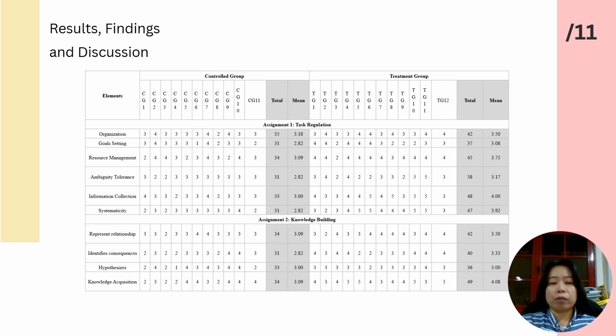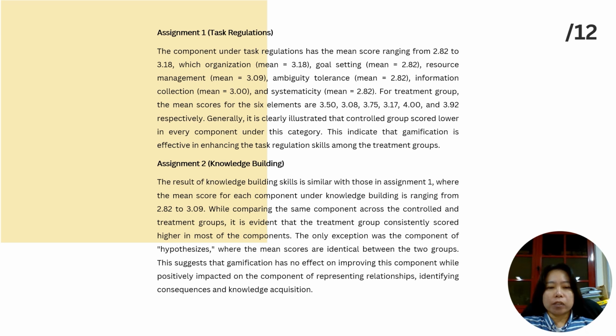The table shows the result of the control group and treatment group. The mean scores for the control group and treatment group are calculated and compared to see the impact of gamification on each component under task regulation and knowledge building skill. For assignment 1, the components under task regulation have mean scores ranging from 2.82 to 3.18: organization is 3.18, goal setting is 2.82, resource measurements is 3.09, ambiguity tolerance is 2.82, information corrections is 3.0, and systematicity is 2.82.